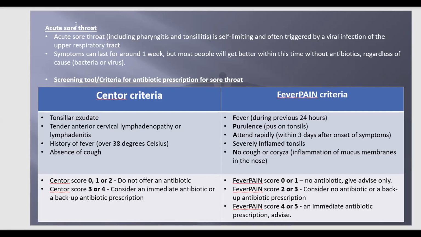Patients usually come with sore throat, and you should go for history, taking the FeverPAIN criteria. You need to follow the Centor criteria and think about whether the patient needs antibiotics or not. So you should remember this score.